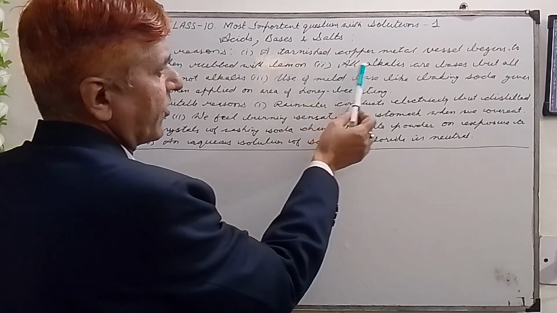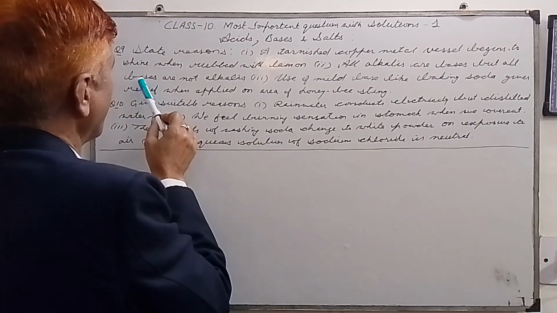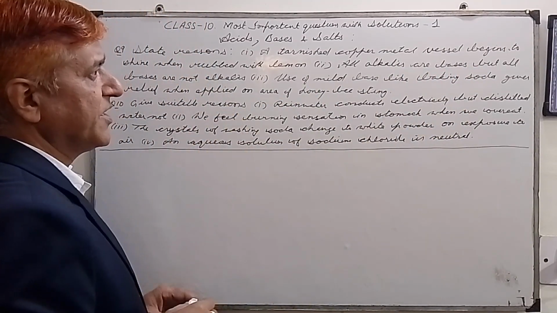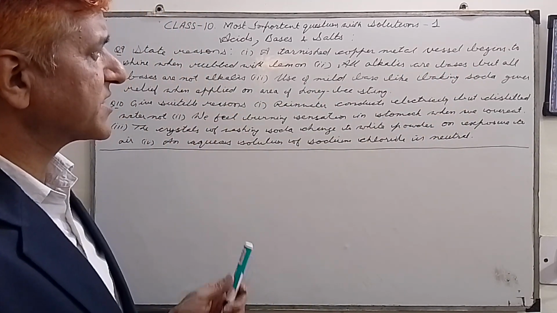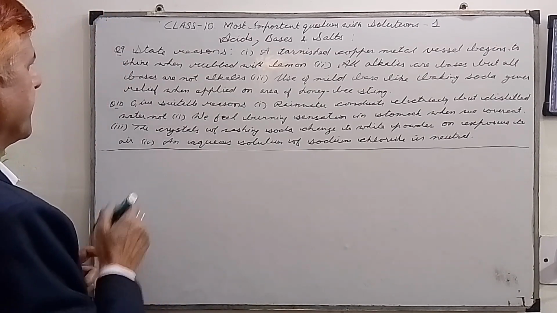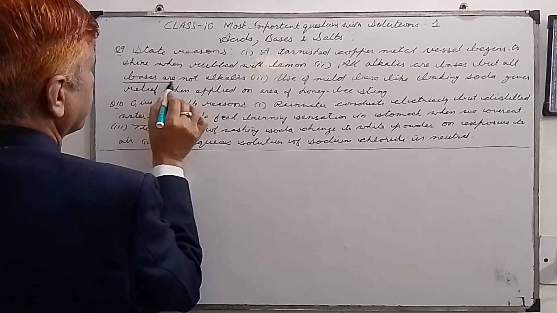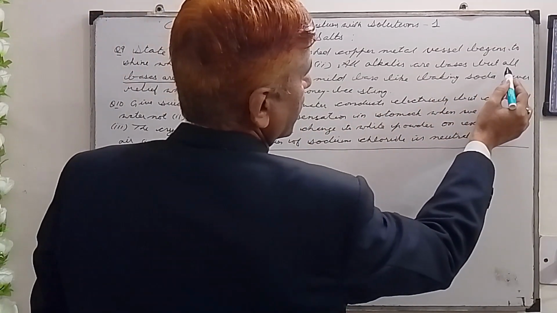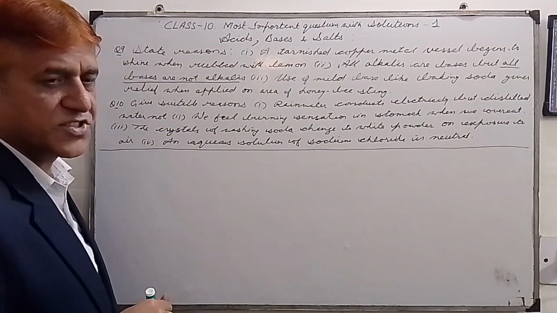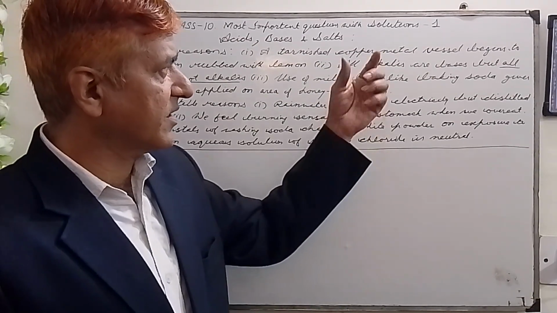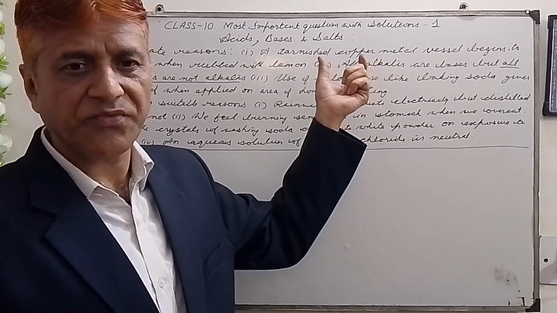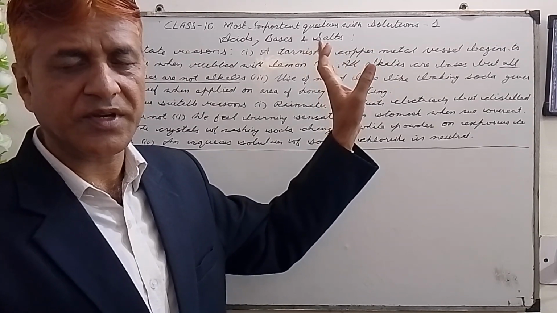Number 2: all alkalis are bases, but all bases are not alkalis. So my dear students, first of all understand, all bases are not alkali. First of all, understand the definition of alkalis. Alkalis are bases which are soluble in water.